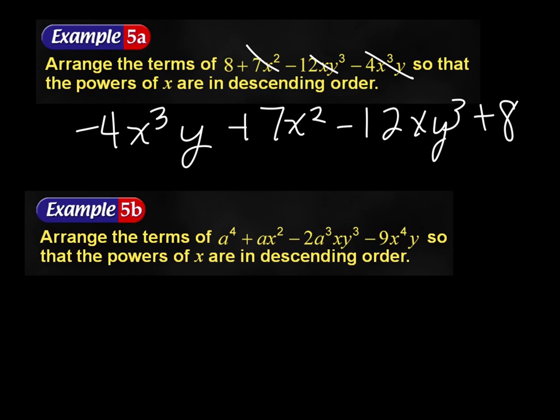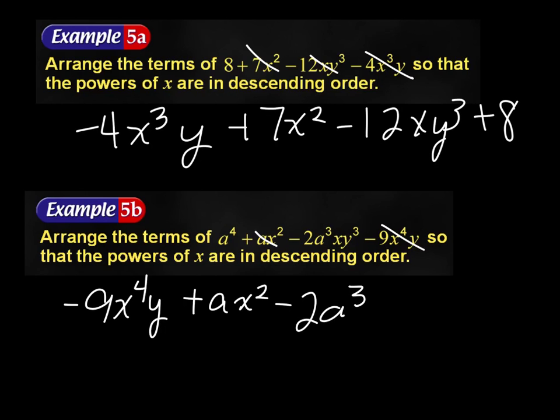Okay, here's another one for descending order, which is the most commonly used. So I want the most x's first, so it looks like 9x to the 4th y is the most. And then I don't have any x cubed, so I'm going to go to ax squared minus 2a cubed x y cubed. So that's 1x, and then no x's.